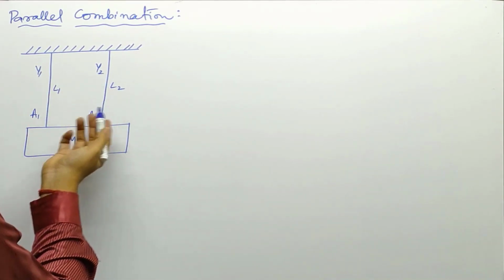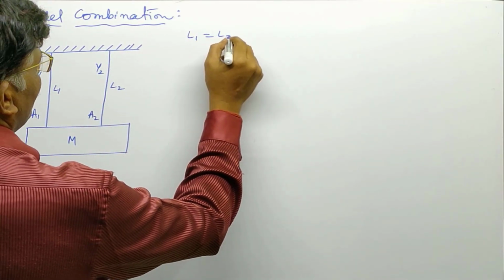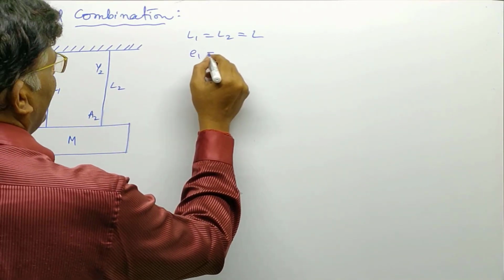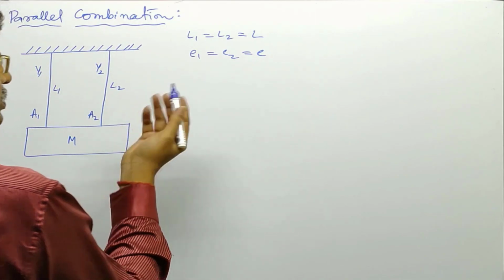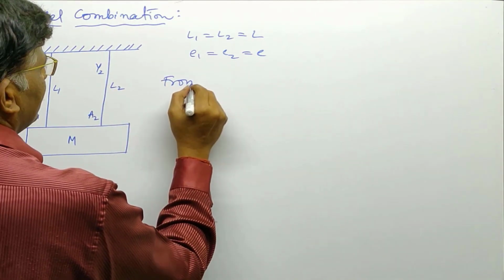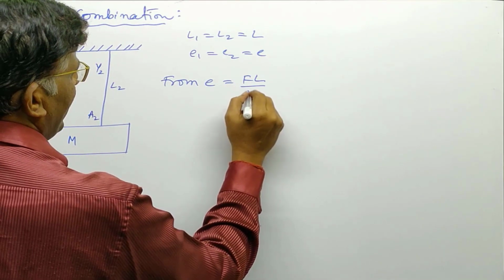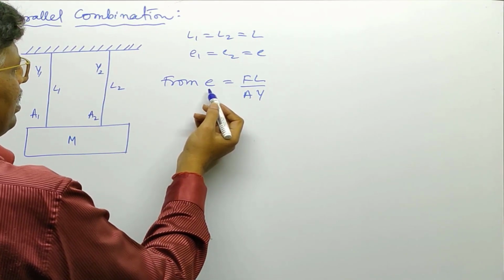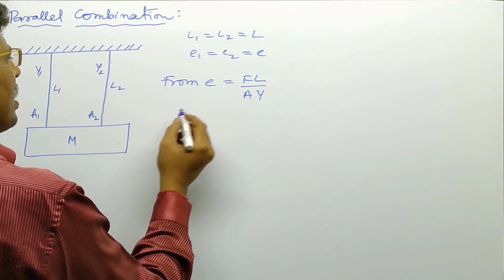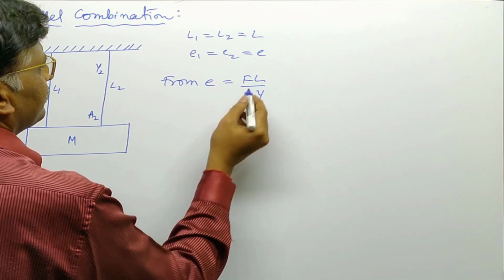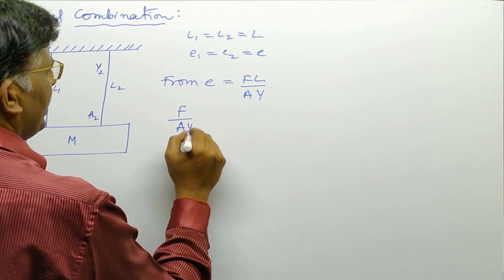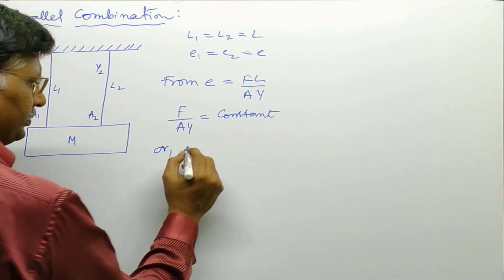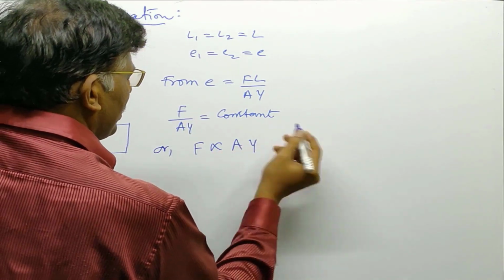Observe here, it is mandatory. So L1 is equal to L2 is equal to L, and the elongations also, E1 is equal to E2 is equal to E. From the formula E is equal to FL by AY, L and E are constants here. Therefore F divided by AY is equal to a constant, or F is directly proportional to AY.